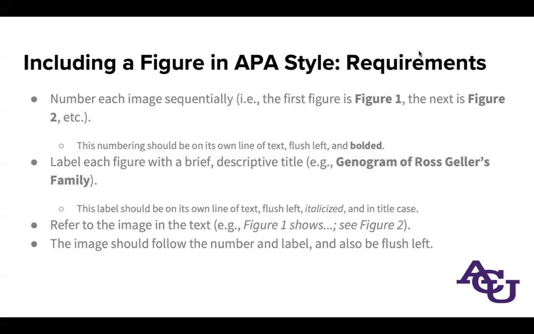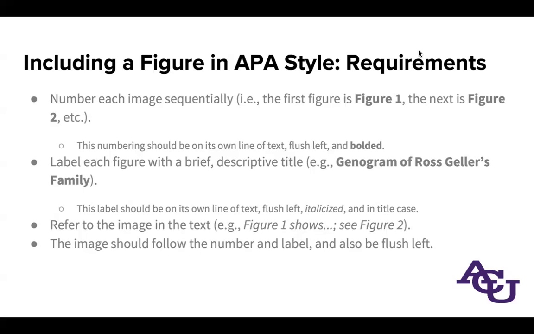Now, as far as APA style is concerned, first off, there's just the basic formatting. When you include an image, we call it a figure in APA style, and so those get numbered sequentially. So the first one in your paper is going to be figure 1, next will be figure 2, figure 3, etc. If you go back and add a new figure in the middle, you need to update the numbering accordingly. But that number, the label saying figure 1, figure 2, etc., should be on its own line of text, flush left, and bolded. We'll look at what that manifests as in a moment.